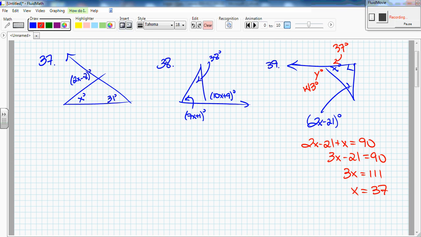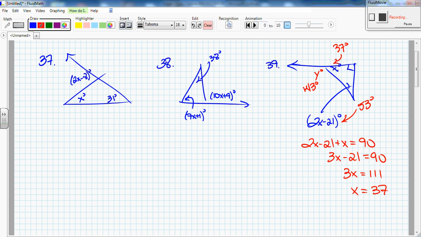Now if you wanted to just double check, you might want to plug in here. 2 times 37 is 74, minus 21 is 53 degrees. 53 plus 37 is 90. 90 plus 90 is 180. 37 plus 143 is 180. So it all checks out. So the answer for question 39, the exterior angle measures 143.